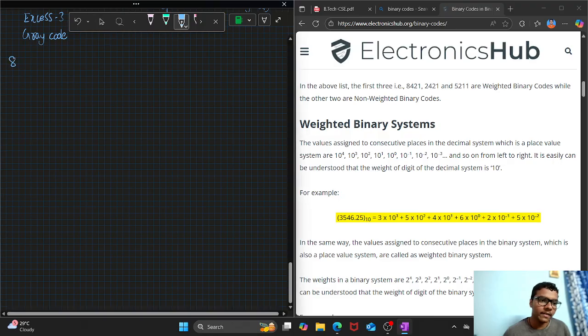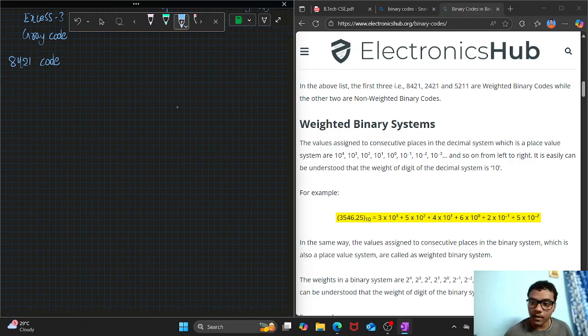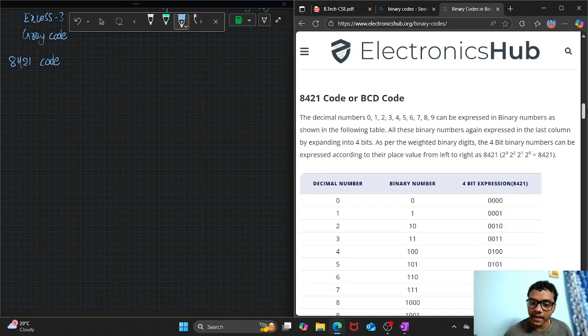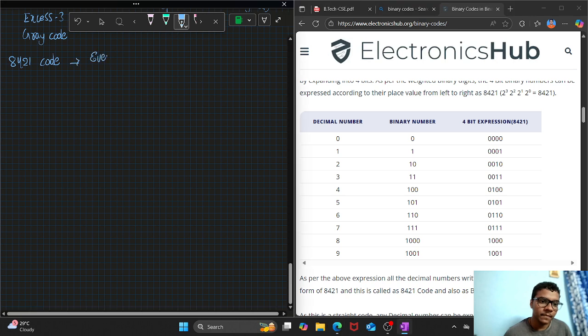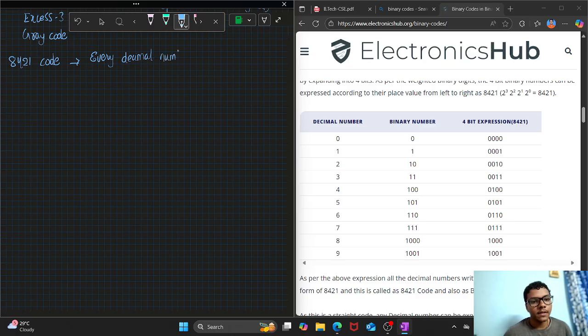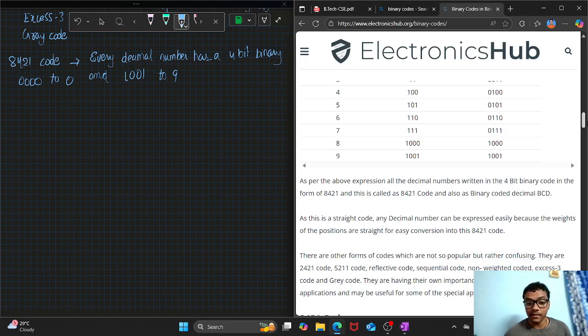So let's look at the 8421 code. By this code, every decimal number is assigned a binary number. Every decimal number has a 4-bit binary, ranging from 0000 to 0 and 1001 to 9. You can write this table, right?